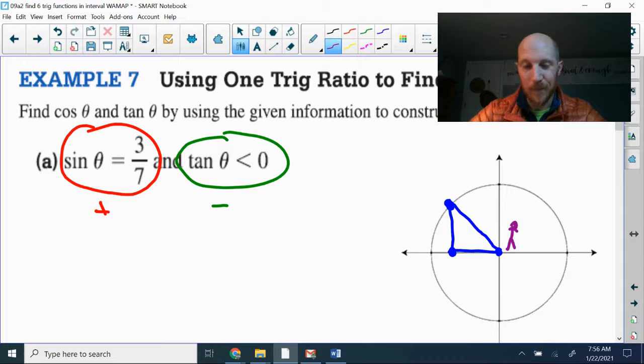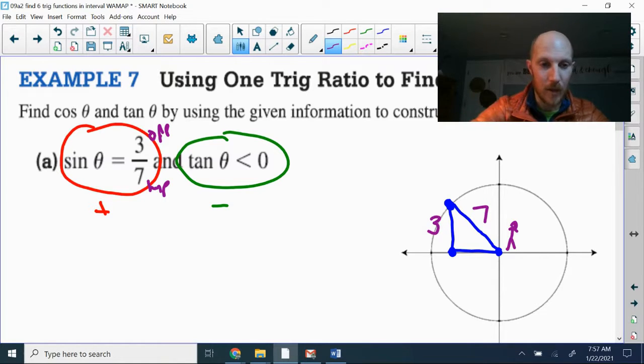So sine, that ratio is the opposite over the hypotenuse. So that 3 will be the opposite, and the 7 is the hypotenuse. So I'm going to use those to label my triangle now that it has been drawn. So 3 is the opposite, 7 is the hypotenuse. Next step in this process is going to be to find the length of the third side of the triangle. So use the Pythagorean theorem. I'm going to call this side x since it's the x component of my vector.